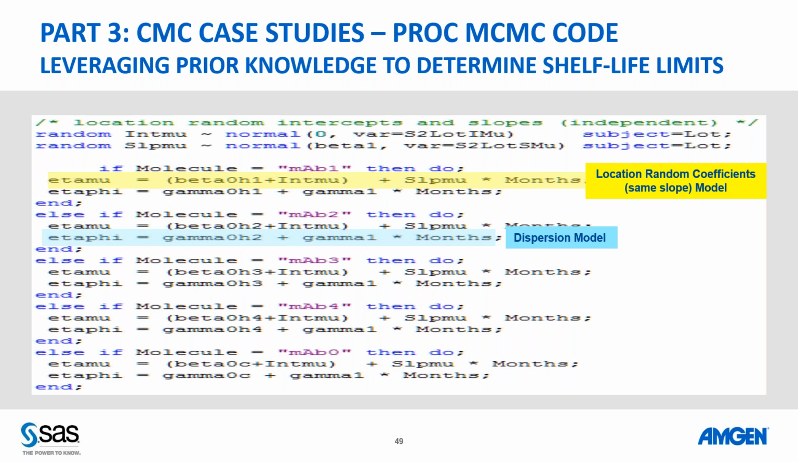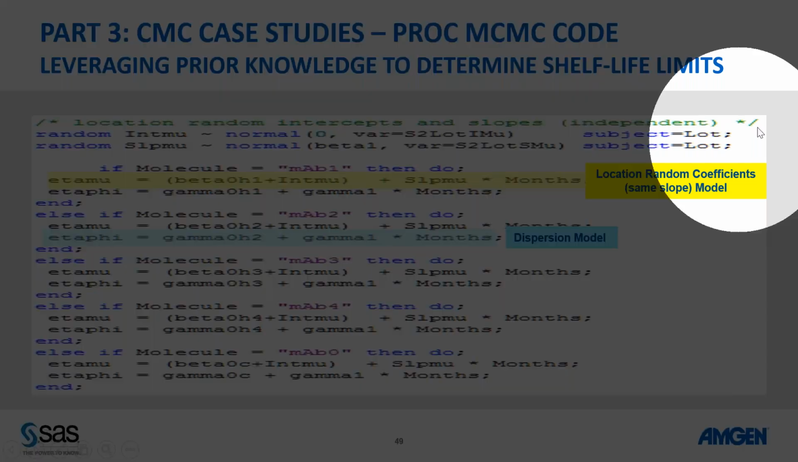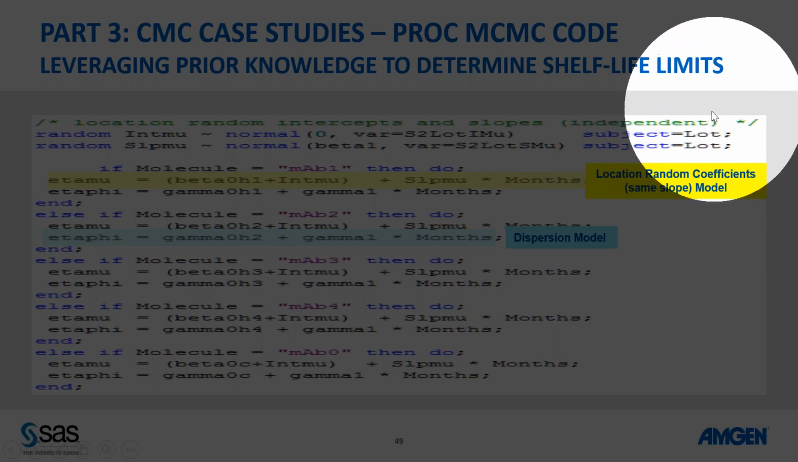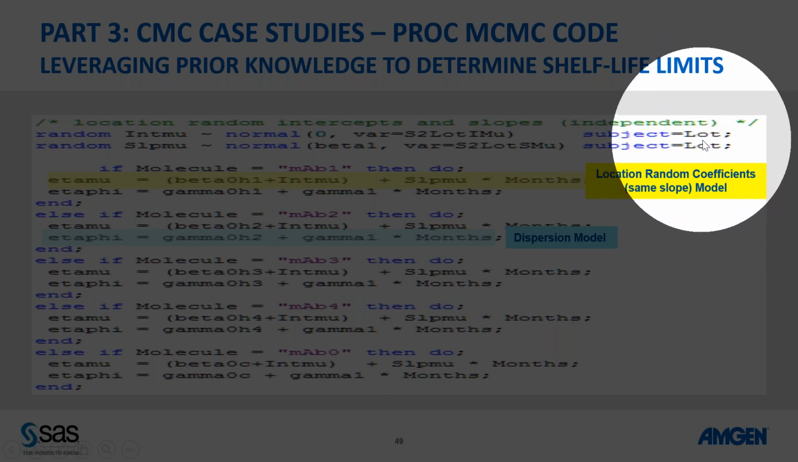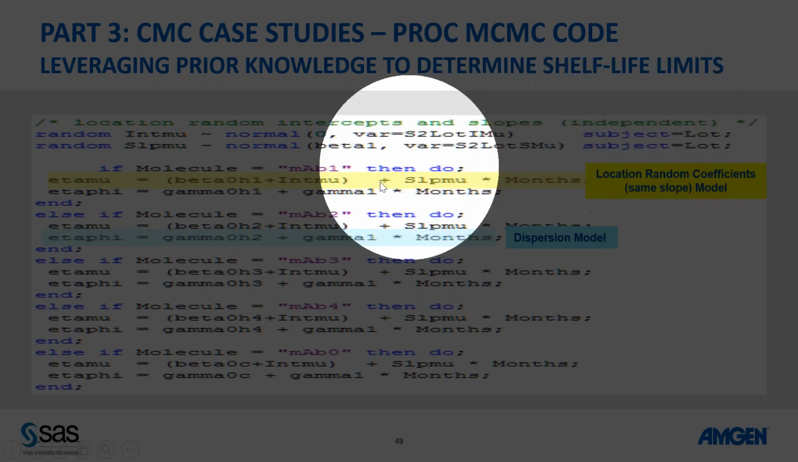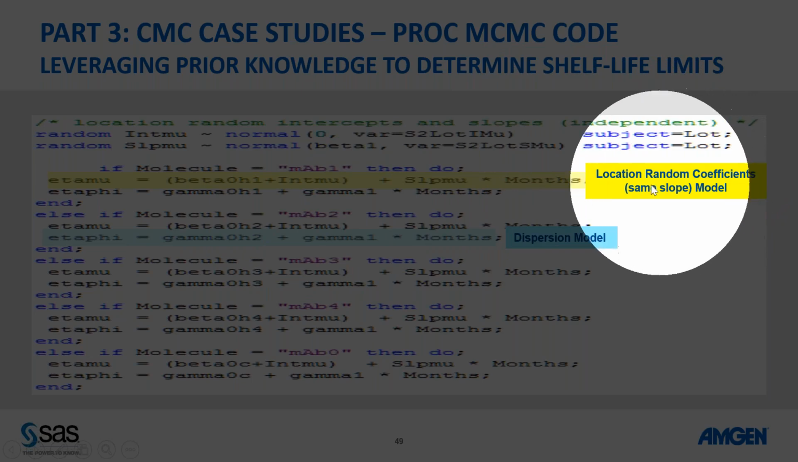And so you can just see that the location of random coefficients in the same slope model is the next line. For different molecules, we are constructing different mu and phi parameters in the slope model. So this is a lot of if statements. This is the within-molecule variation, the lot-to-lot. Remember, we talked about lot-to-lot variation in the intercepts and the slope. Okay, so this is the location random coefficients model.